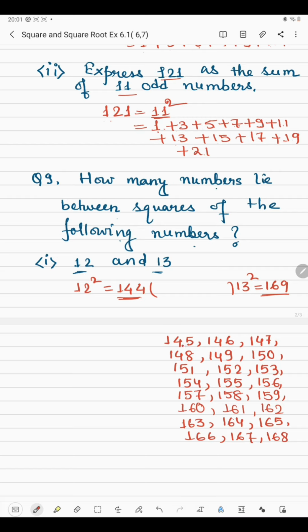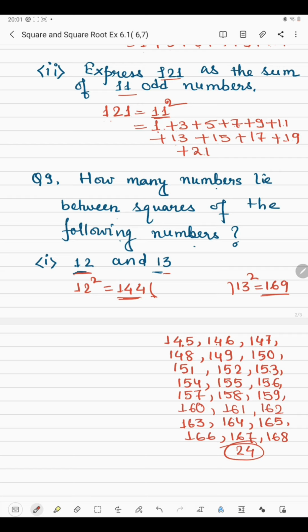All total we have 1, 2, 3, 4, 5, 6, 7, 8, 9, 10, 11, 12, 13, 14, 15, 16, 17, 18, 19, 20, 21, 22, 23, 24. So all total we have 24 numbers in between the square of 12 and 13.